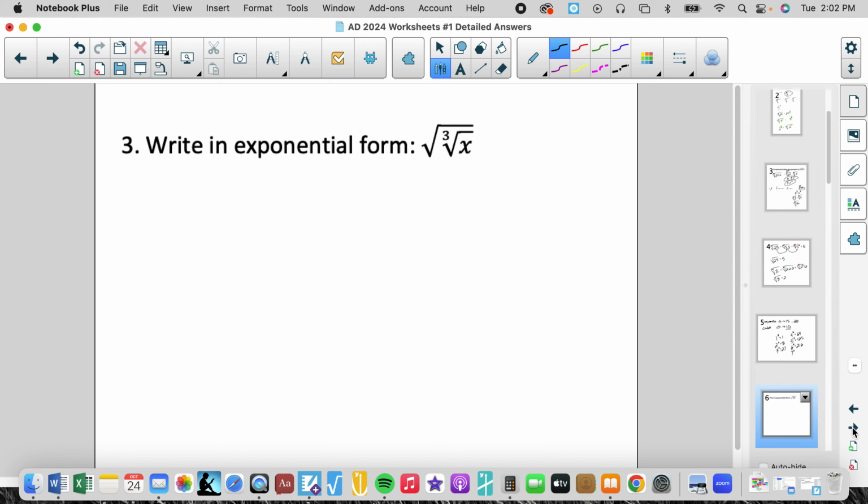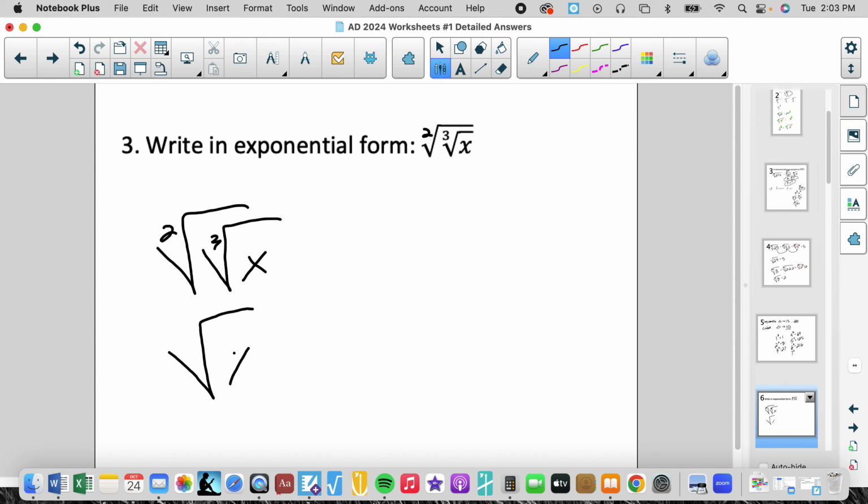All right, write in exponential form. Ooh, so this is a square root. So we have the square root of the cube root of x. So we have the square root of x to the 1/3, and that's the power of the power. So that's going to equal, that's the numerator, so it's 1/3 over 2. Oh yeah, look at that. And let's do a 1 there.